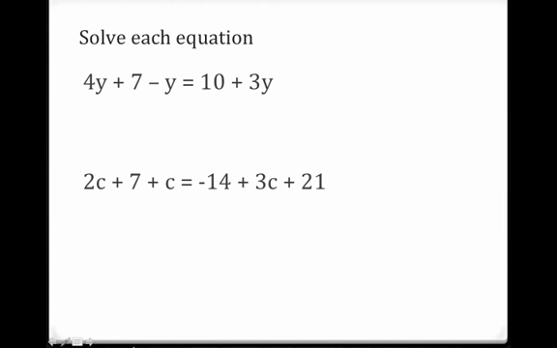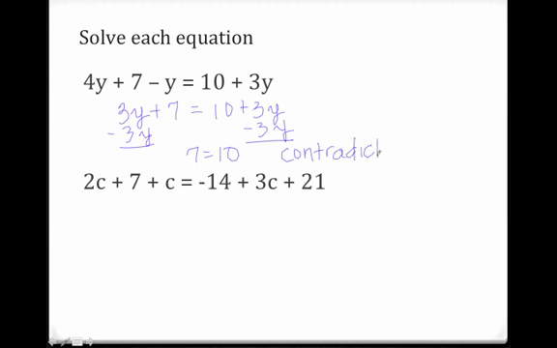All right, so you're on your own to do these. Pause the slide, do these two, see what you come up with. Combining like terms, 3y plus 7 equals 10 plus 3y. And I'm going to isolate, so I'm going to subtract my 3y from both sides. I imagine some of you are saying, I already see this. There's a contradiction. This can't work.